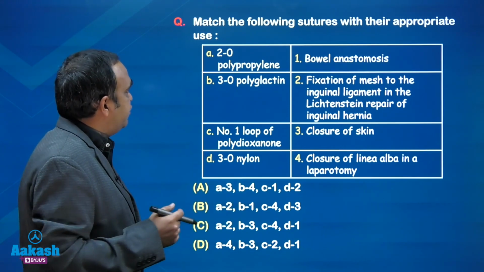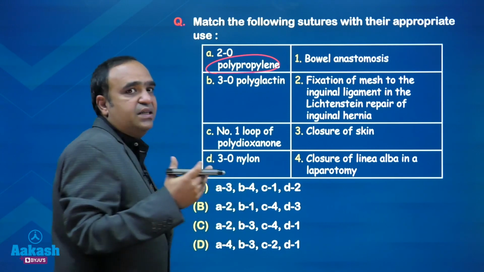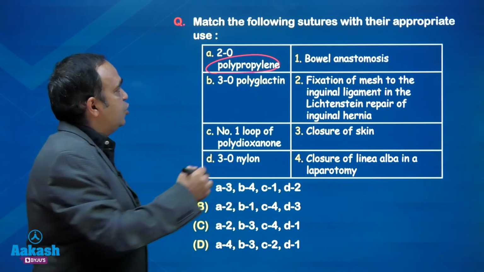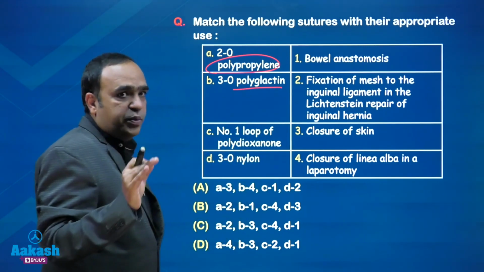So let us see them one by one. So this is polypropylene. Polypropylene, popularly known as the Prolene brand, and this is a non-absorbable suture. Polyglactin is an absorbable suture.